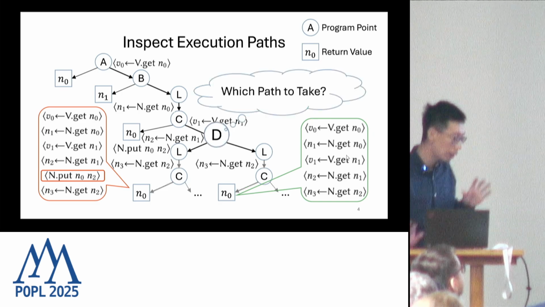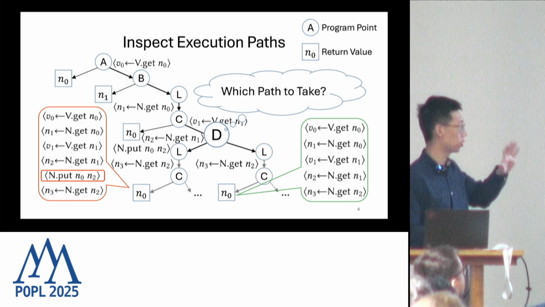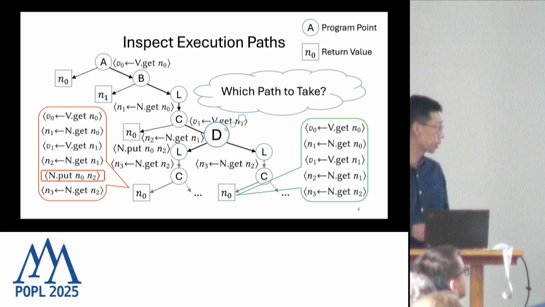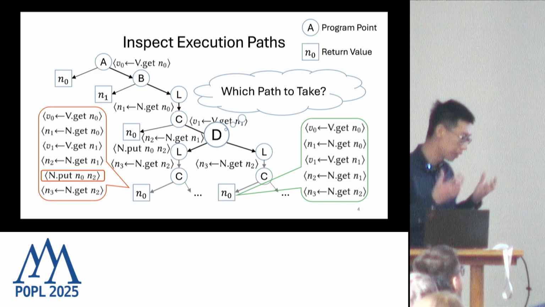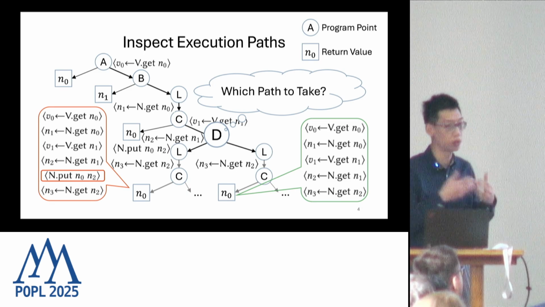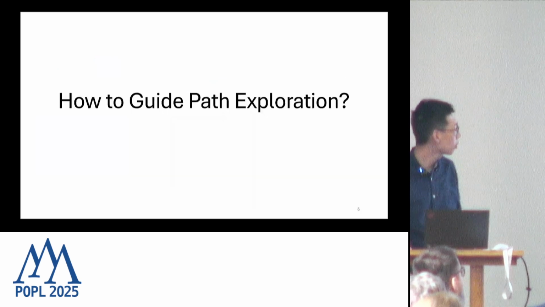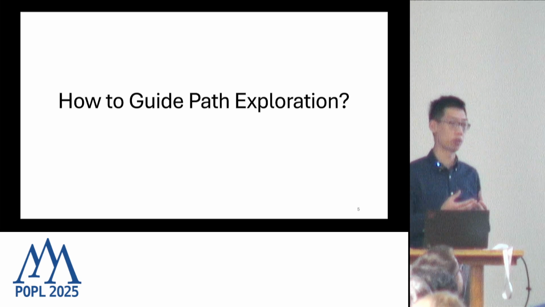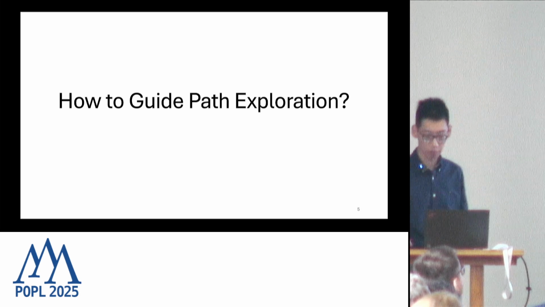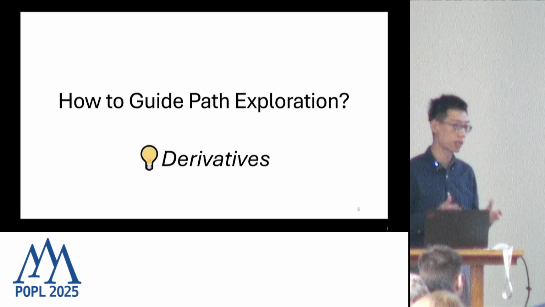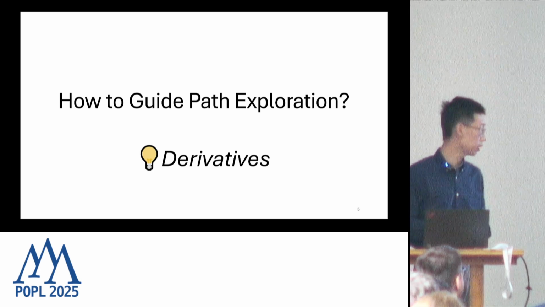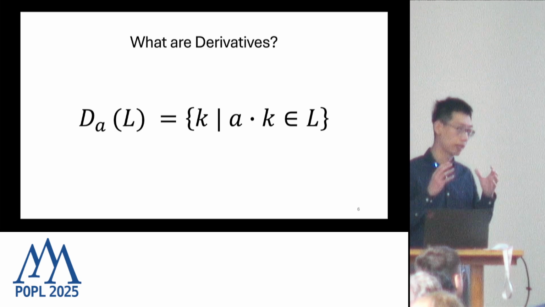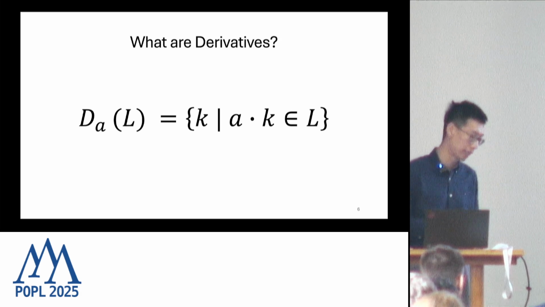So really the question here is, which path should we take at program location D? At that point, we haven't explored the rest of the execution paths, but we want to have an idea of which branch to take, which one is better. So let's talk about how we can guide the path exploration in a principled way. Our idea draws on the concept of derivatives from formal language theory. Let's first define what derivatives are, and specifically, what derivatives are in our setting.